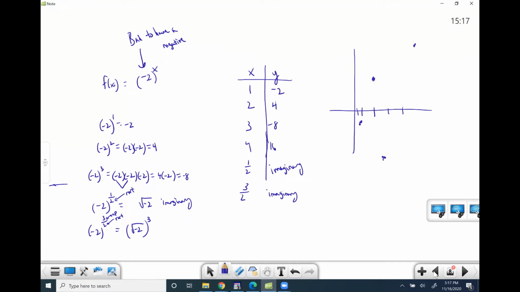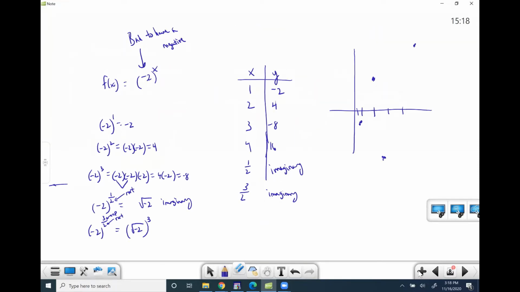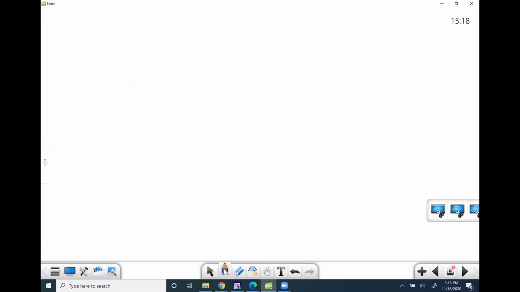All right, so bad to have the negative, very bad. But why not 1? Because it does say b has to be positive, but then it says b can't be 1. So it's like, what's up with that? Why can't b be 1? Well, how boring is this? If we have f of x is 1 to the x power, it's an exponential, that means x is in the exponent. Nothing exciting here.